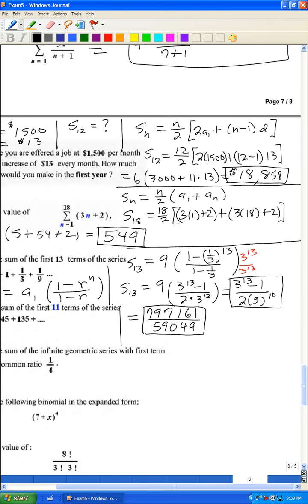Okay, so that's what that is, and that's approximately 797,161 divided by 59,049, which is approximately 13.4, and there's 1, 2, 3, 4, 153. And that's your approximate answer.